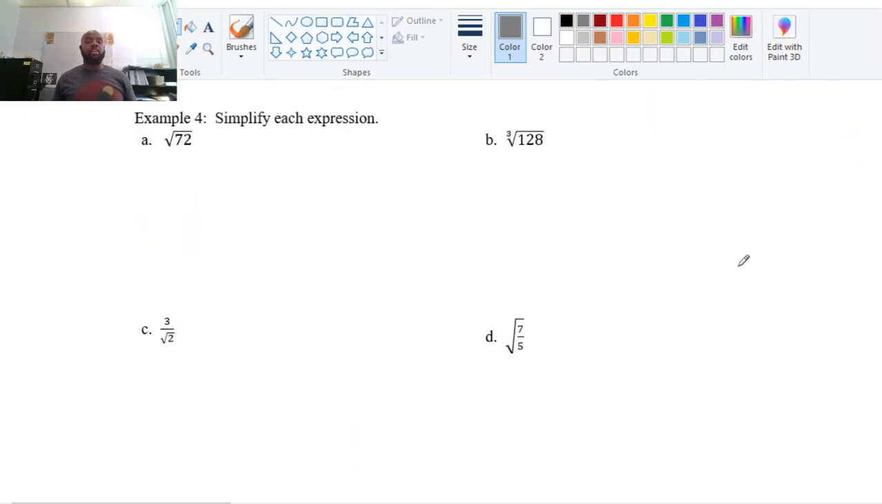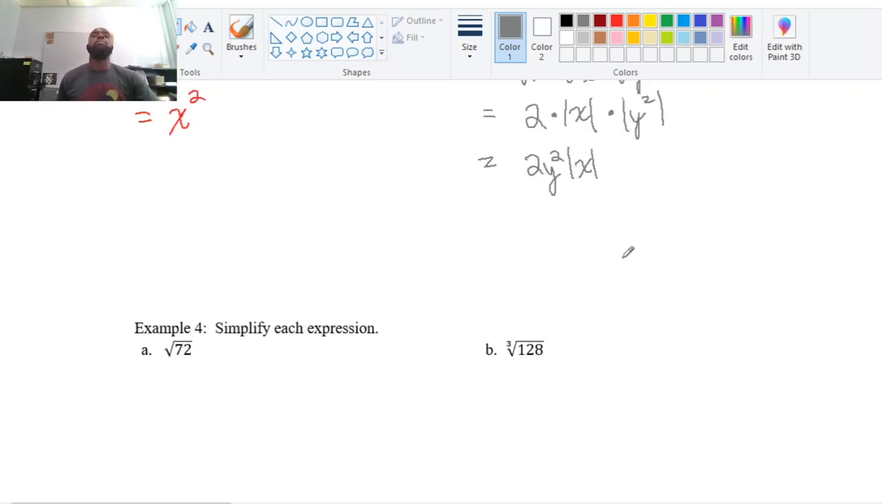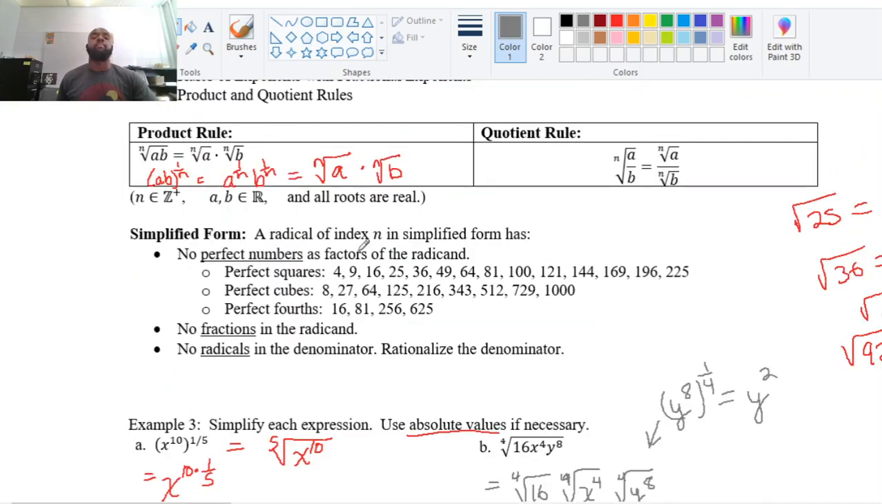Let's look at some expressions that just involve numbers. I have the square root of 72. 72 is not a perfect square, but what I want to do is find the largest perfect square that divides evenly into 72. Well, if I go back up, 4 goes into 72, right? If I did 4 into 72, 18 times, right? But if you look at that 18, 18 has a factor of 9 in it.